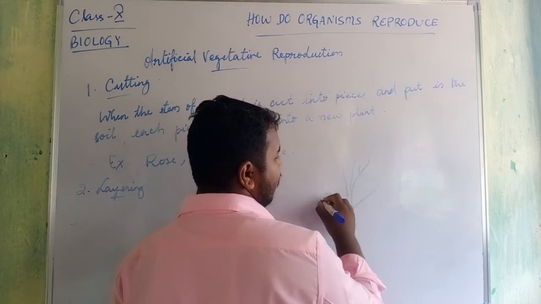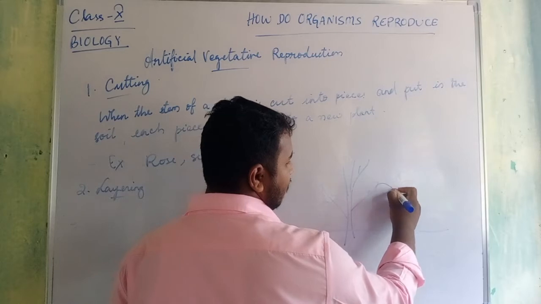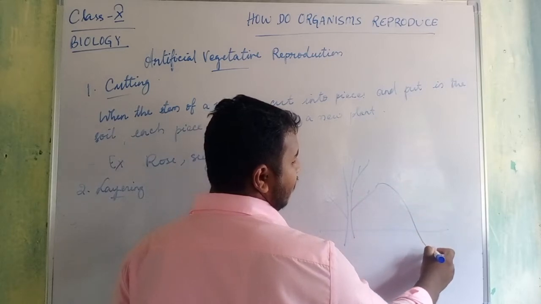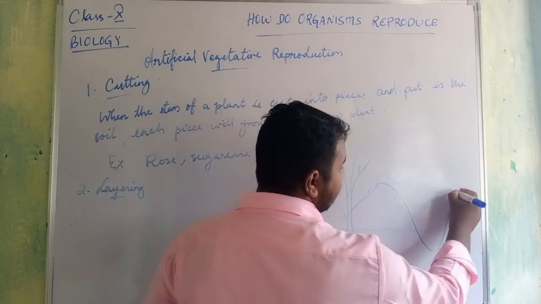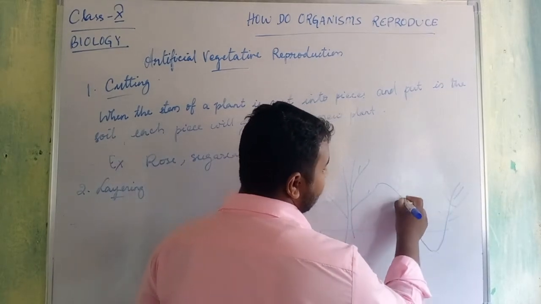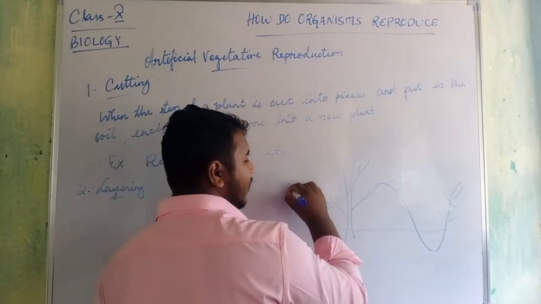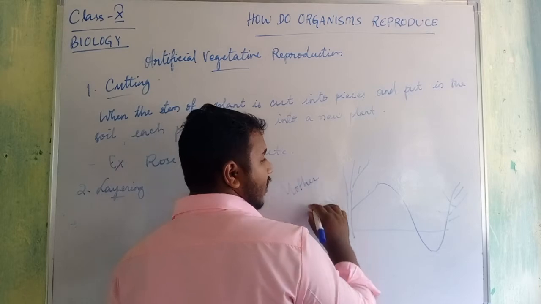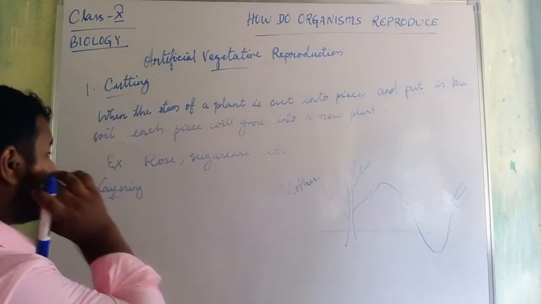One of its branches is slowly moving down into the soil. After some time, a new plant comes up from there. If we cut this branch, if you disconnect this branch from the mother tree, then also it will grow. So this is called layering.